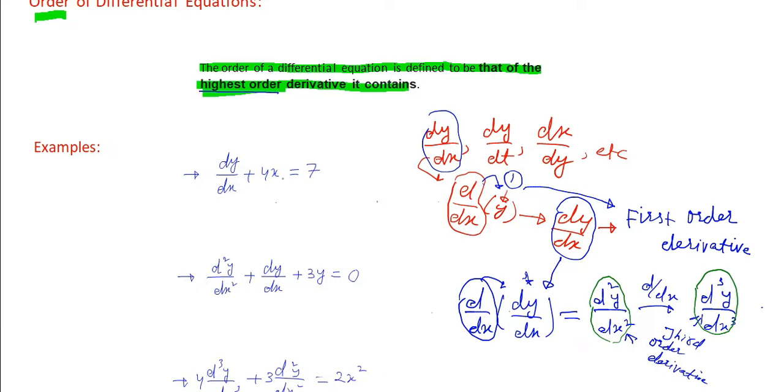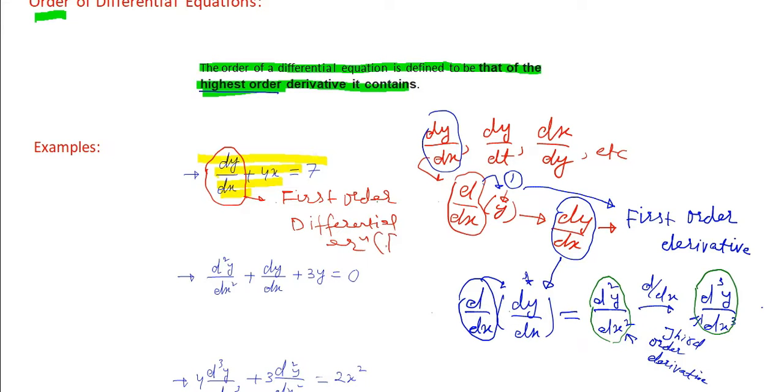Let's see here. How many derivative terms are here? By derivative terms we mean dy by dx, dy by dt, whatever. If it is a derivative term, we have to see how many derivative terms are in this equation. In this equation, there is only one derivative term, and there are no more derivative terms, so the highest order is this one. So this differential equation is a first order differential equation.